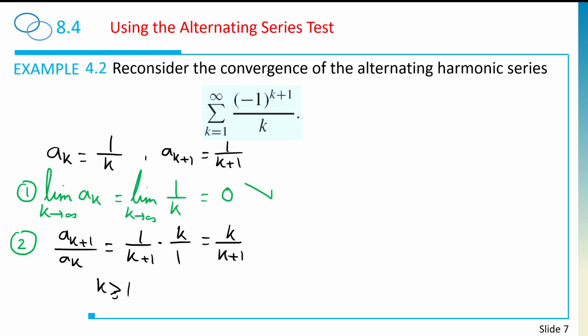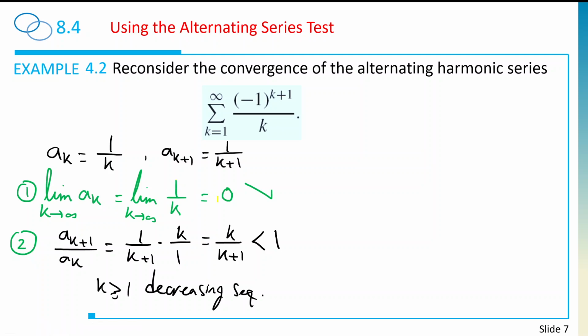If you compare the numerator and denominator, just look at both of them. Clearly, both have k, but the numerator is smaller. It has 1 less. So this is like a proper fraction, so this is less than 1. That means it's decreasing. It's a decreasing sequence. Now this is the second condition.